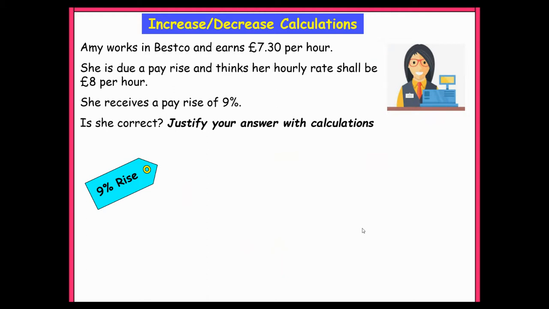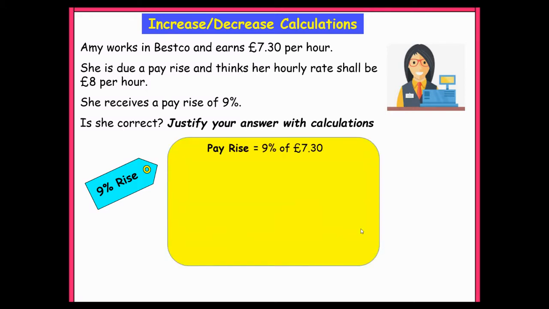Okay, Amy works in Besco and earns £7.30 an hour. She's due a pay rise and thinks her hourly rate shall be £8 per hour. She receives a pay rise of 9%. Is she correct if she thinks she is going to get £8 an hour after her pay rise? So let's just check. The pay rise is 9%. So that's 9 divided by 100 times. What happens is you get a funny answer in your calculator. So to the nearest penny, what would you get an increase of? You'd get an increase of 66 pence. Keep it in pounds because you're going to collect it together.